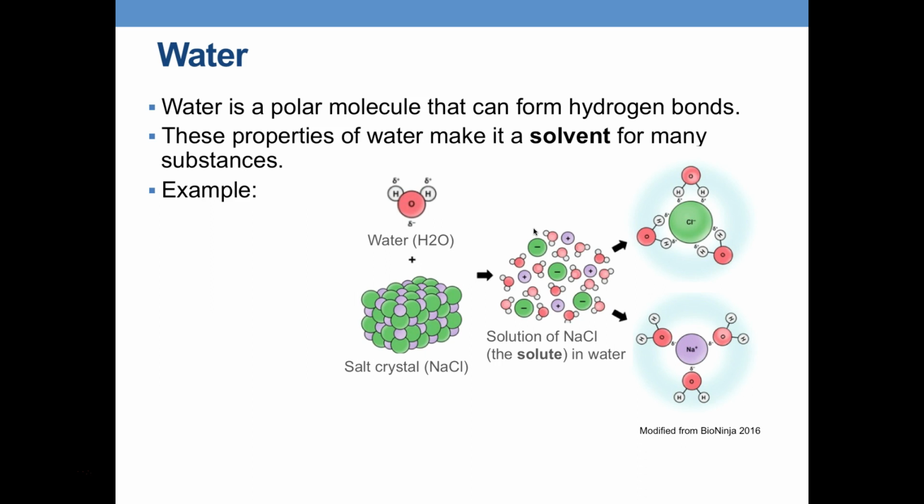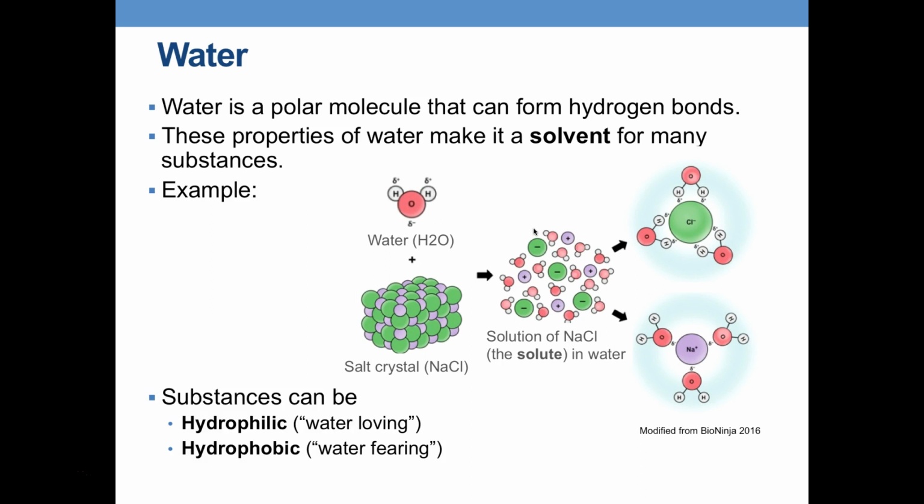So substances can either be described as hydrophilic, which literally means water-loving, and that means they are easily dissolved in water. Substances can also be hydrophobic, which literally translates to water-fearing. Hydrophobic substances are not polar, so they don't have the characteristic of being polar. They're non-polar, and they will not dissolve easily in water.